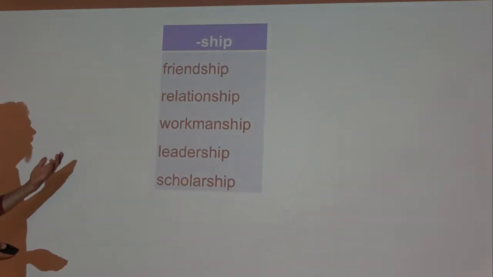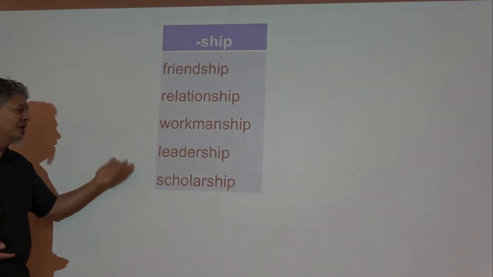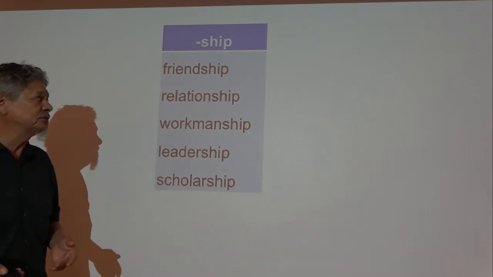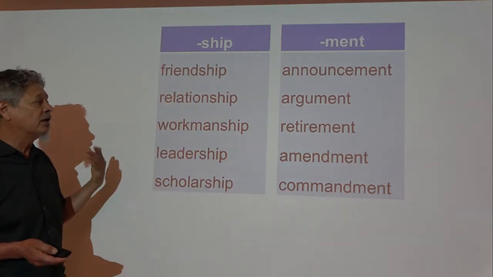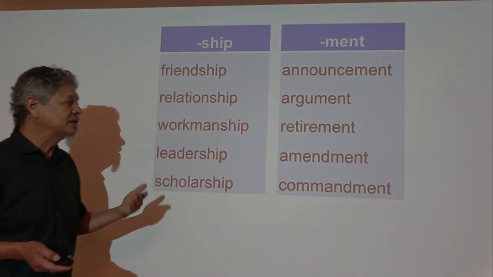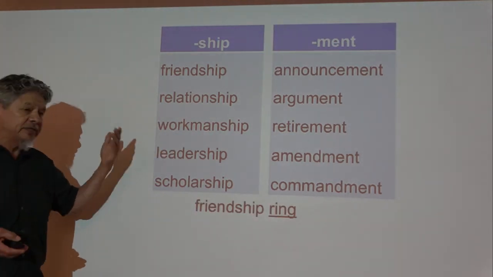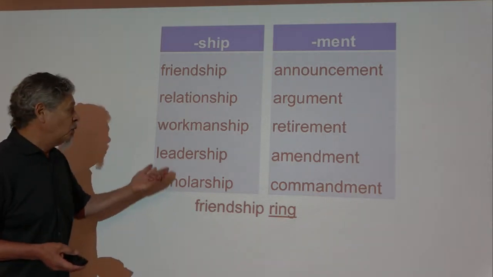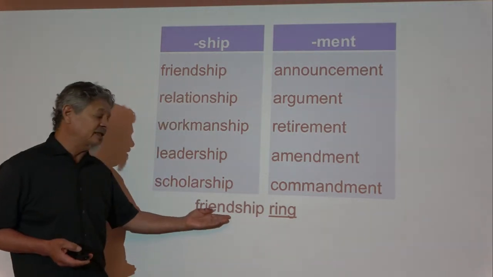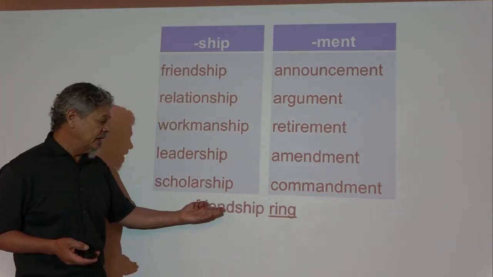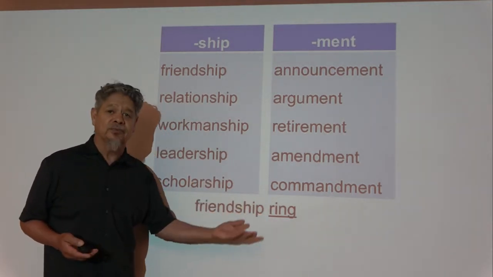Also, words that end in ship, friendship, relationship, workmanship, leadership, scholarship, are also nouns, as well as words that end in ment, announcement, argument, retirement, amendment, commandment. And we also have the same rule that when one of these words is next to another noun, then that word becomes an adjective. Here, it's telling us what kind of ring this is. It's not an engagement ring, it's a friendship ring.